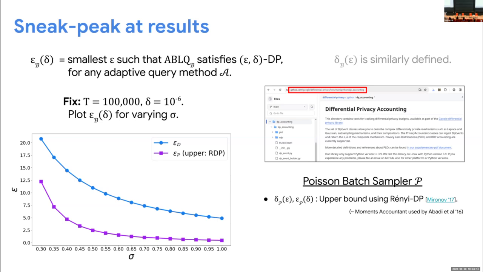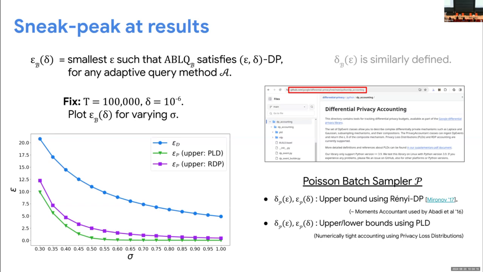There's an alternative method for doing privacy accounting, which is privacy loss distributions, a numerical method which gives you both upper and lower bounds on the privacy parameters. And it gives you better than RDP bounds. This is also supported in the Google DP accounting library, and there are other libraries for it as well.